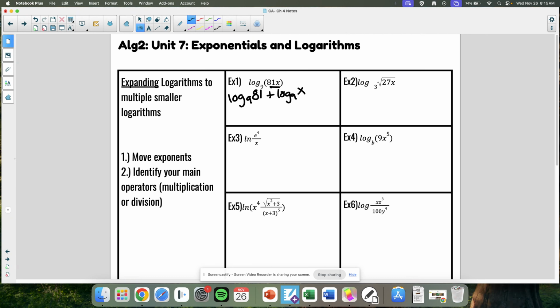You should always try to simplify if you can. Number-wise, does log base 9 of 81 have a nice answer? Yeah, what is it? Close. 2. 9 to what power is 81? 2. And then that one can't be changed.